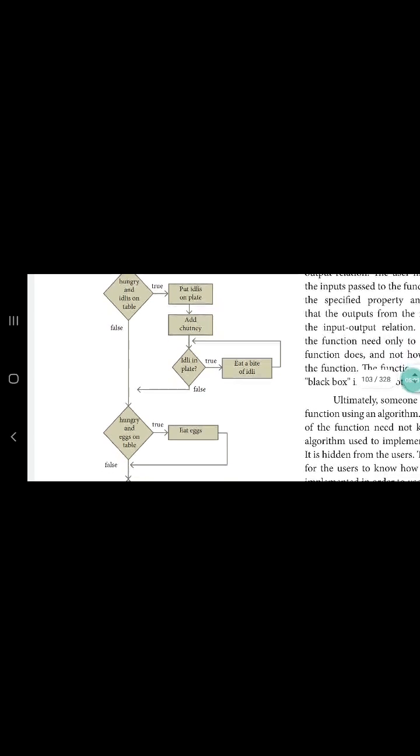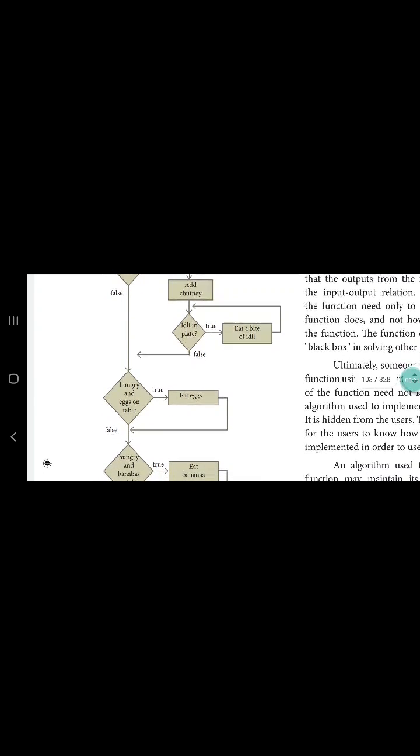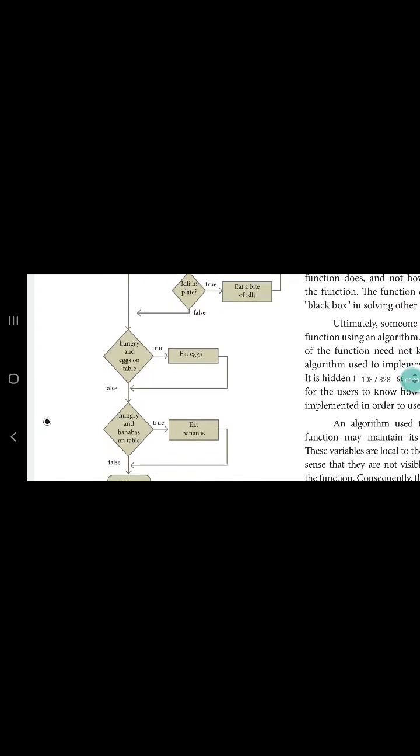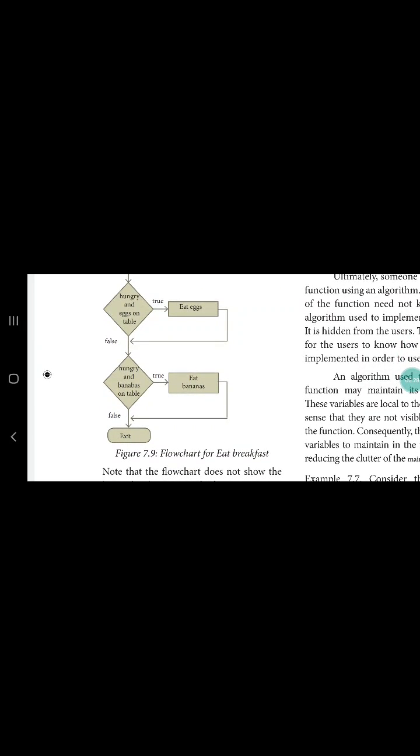Next, hungry and eggs on the table. If eggs are on the table and you are hungry, that is true, then eat egg. Otherwise, false means just come out. When the eggs get over also, you just come out. And hungry and bananas on the table: true means eat bananas and false means just exit. Okay, so in this way, based on the condition, we can have detailed and more detailed information, and we can solve this in a programming way. Giving this detailed information is called refinement.